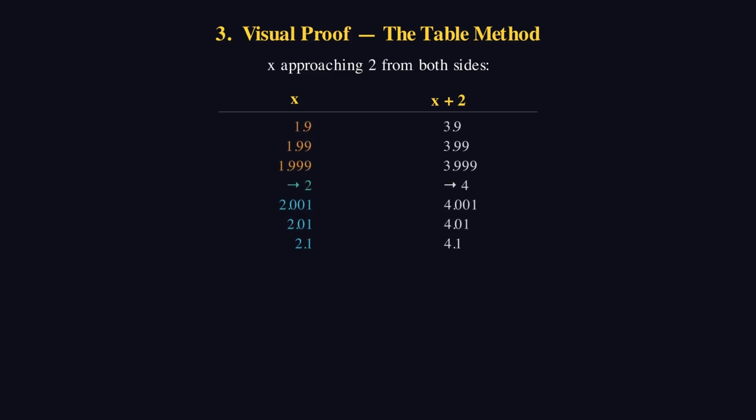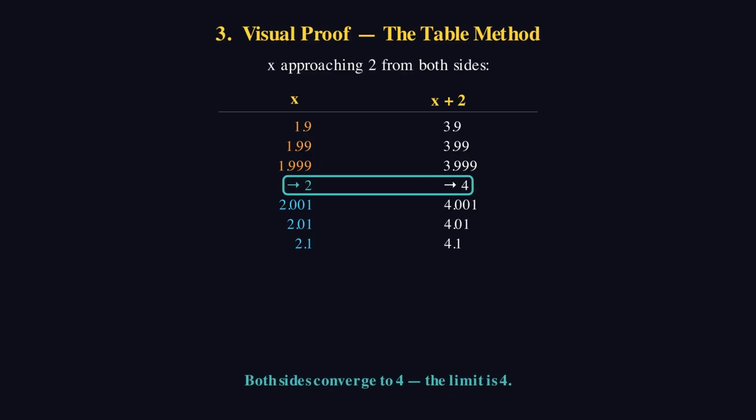Want to see it visually? Watch x approach 2 from both sides. From the left, 1.9 gives 3.9. 1.99 gives 3.99, closing in on 4. From the right, 2.1 gives 4.1. 2.01 gives 4.01, also closing in on 4. Both sides agree. The limit is 4.